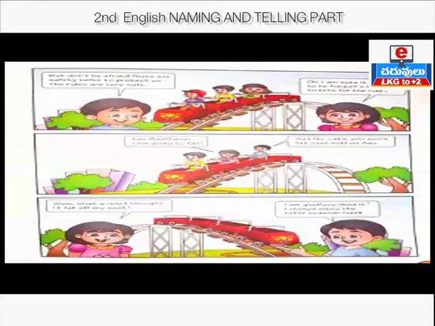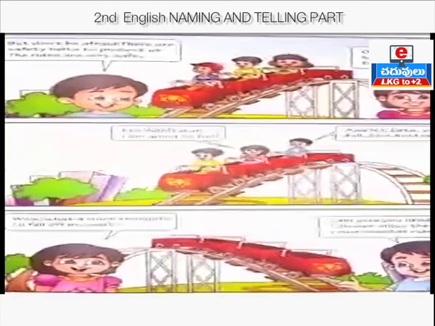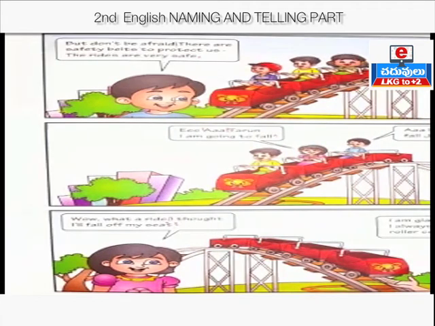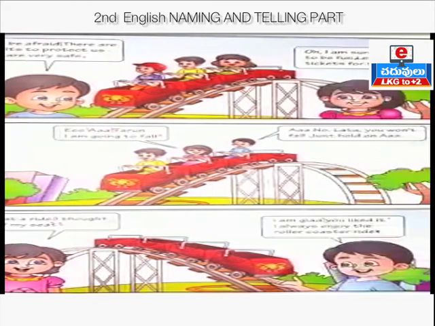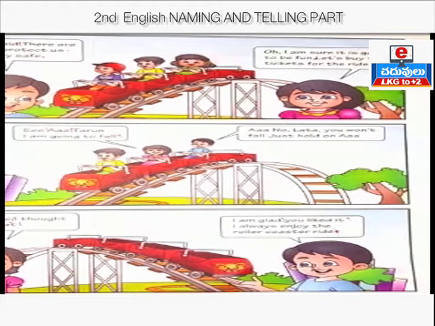After they enjoyed a lot, after the ride, they get down and they are talking with each other about the ride. Lata is saying like this, "Wow, what a ride! I thought I'll fall off my seat." And Tarun is saying like this, "I am glad you like it. I always enjoy the roller coaster ride."